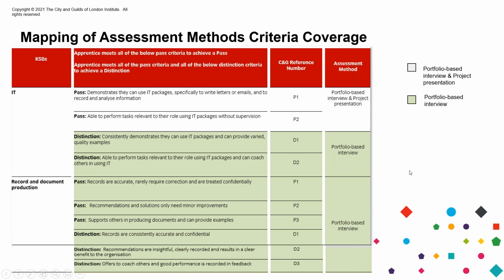If we start with IT, for instance, we can see that IT is made of 2 passes, pass 1 and pass 2, and 2 distinctions, D1 and D2. The 2 passes are under a white background, which means that these criteria will be assessed by both the portfolio-based interview and the project presentation. In this document, anything with a white background means it is assessed within both the portfolio interview and project presentation.